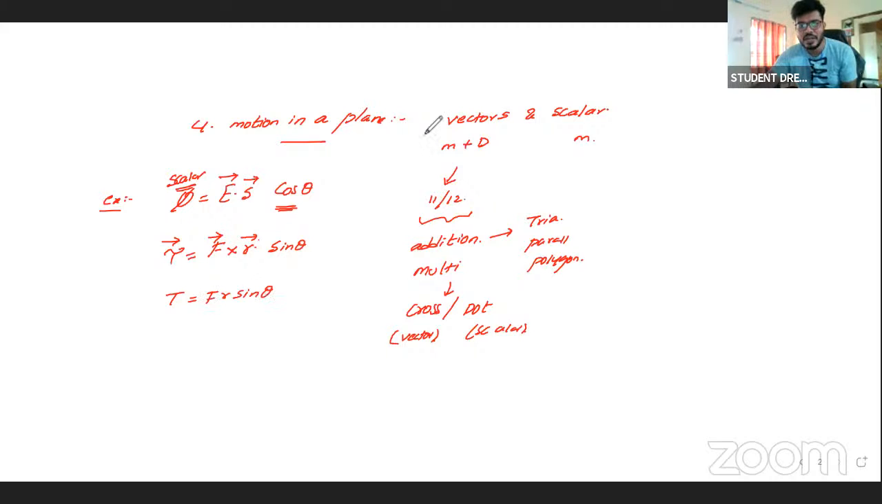When vectors come, we can discuss the functions, just a basic example only. So here the dot product, cross product and direction relations are very important, the properties are very important.